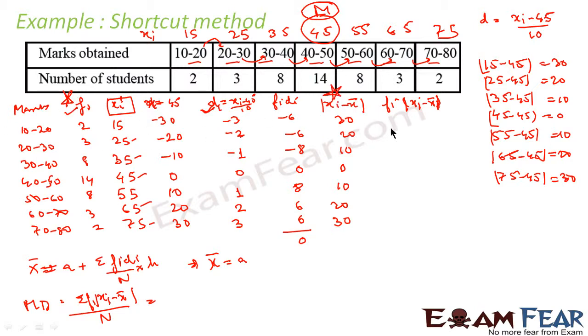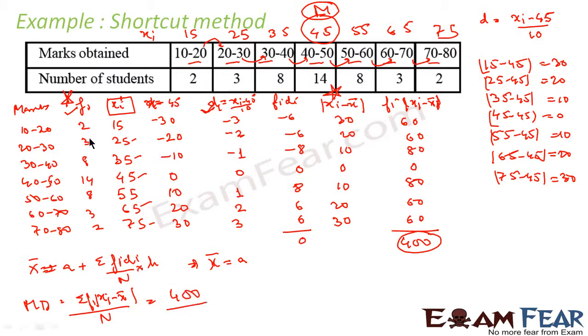We'll just multiply. 2 into 30 is 60. 3 into 20 is 60. 8 into 10 is 80. Then 14 into 0 is 0. Then we have 8 into 10 again is 80. Then we have 3 into 20 is 60. And then we have 2 into 30 is again 60. Correct? We'll add this value. 60, 60, 120, 80, 200, 280 and 120 is 400. This value is 400. Correct? So this value, sigma fi into mod of xi minus mean, is 400.